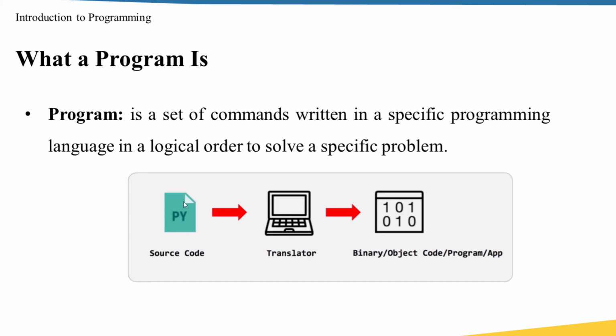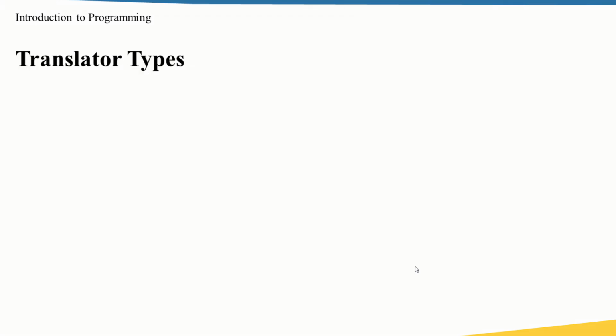So as you see here, the program that we write, usually called source code, will go to the translator. The translator will translate this program and convert it into binary language. And this program written in binary language is called binary code or object code. Now, after we understand what the translator's job is, let's talk about translator types.